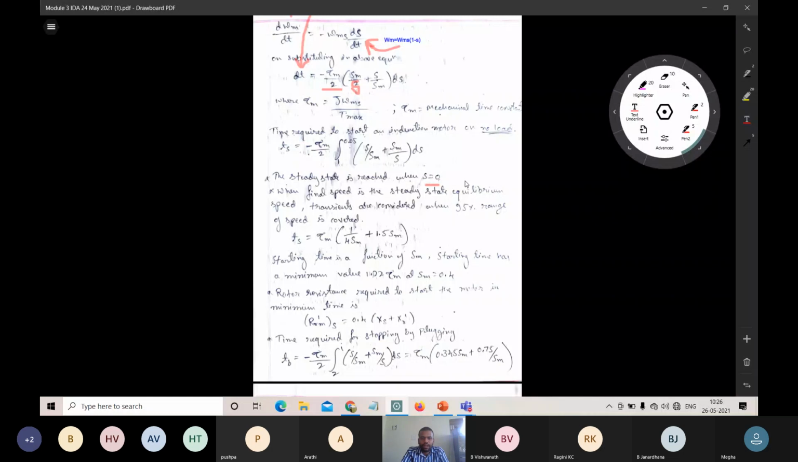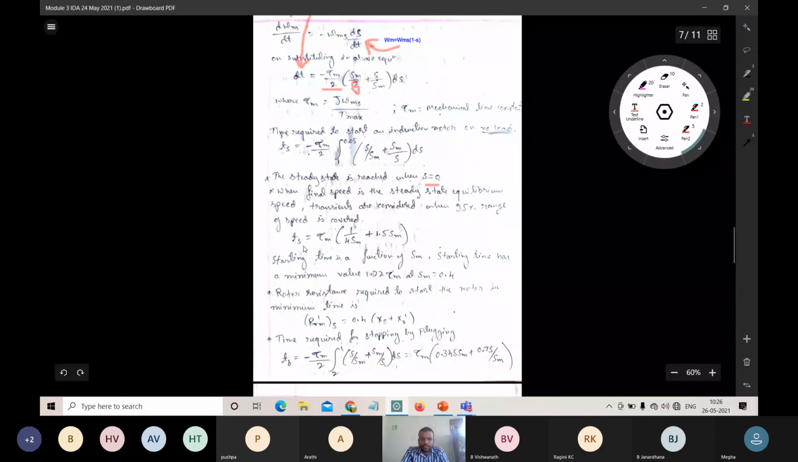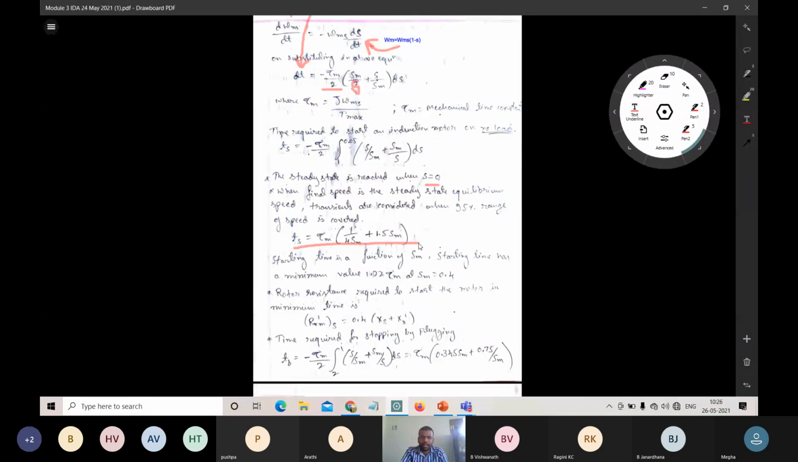The time equation will be given by Ts equals tau m, 1 by 4 Sm plus 1.5 Sm. I have just integrated the things. So the final equation that we got is Ts equals tau m of (1 by 4 Sm plus 1.5 Sm). So till now I hope the concept is clear. This is the time equation when the motor is considered at starting or at plugging.